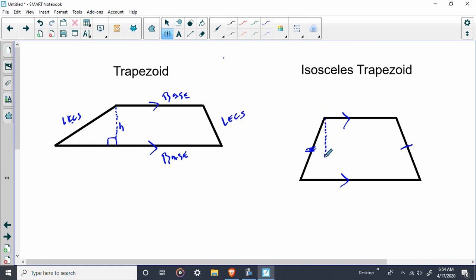If we cut off one of these parts and cut off one of these parts, and if I were to pick this piece up, flip it around, and put it here, it would actually fit perfectly in here, and we'd have a rectangle. So that makes isosceles trapezoids a little bit easier to work with.